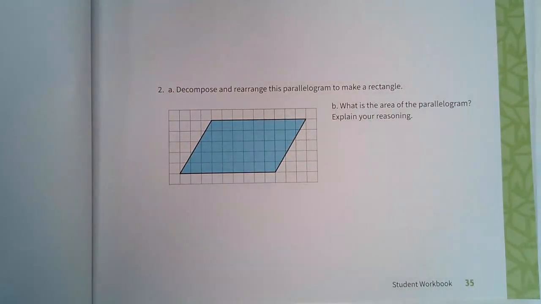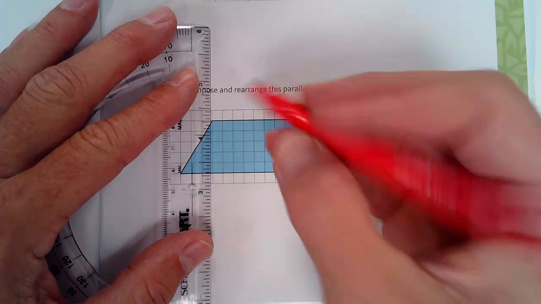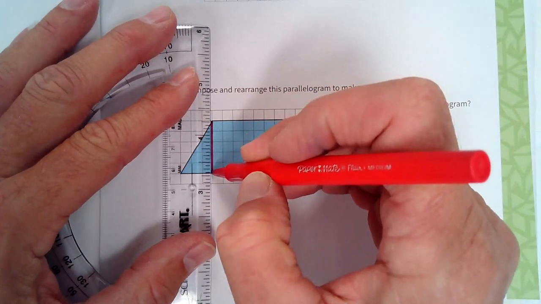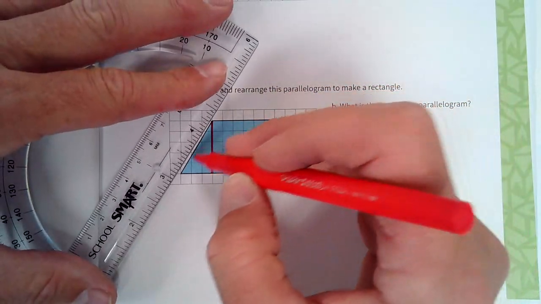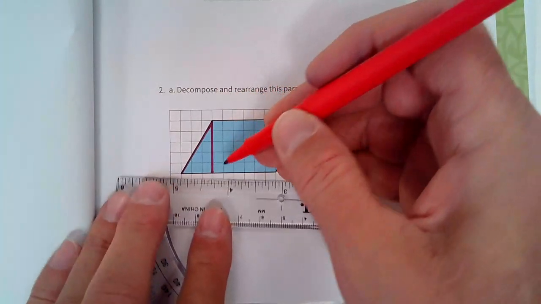Where's my straight edge here? This is what I would cut off right here. That piece.